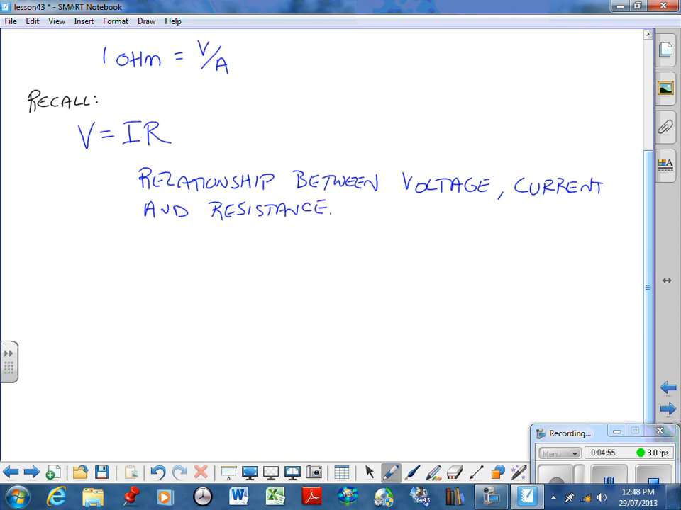Okay, so it's the relationship between voltage, current, and resistance. So you did this and you want to put a box around it. We're going to use this formula quite a bit coming up. But you should have already been introduced to it and had to have used it.